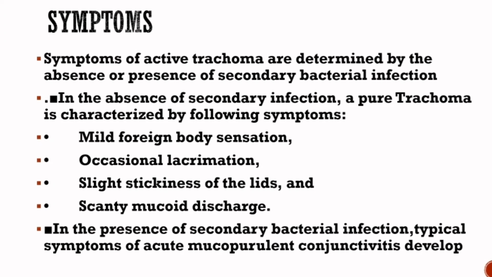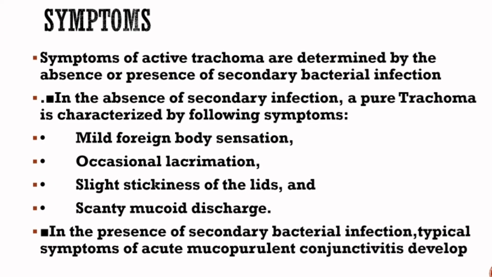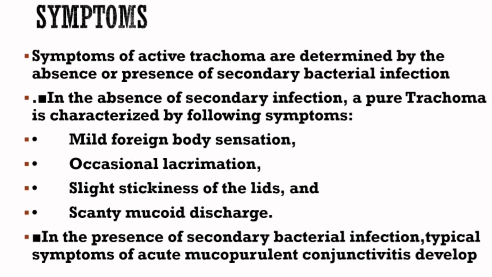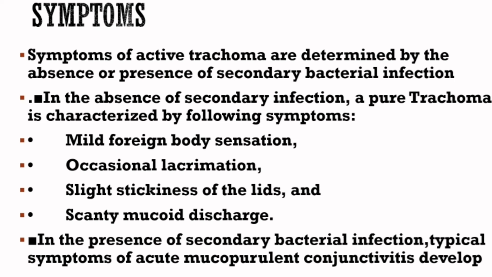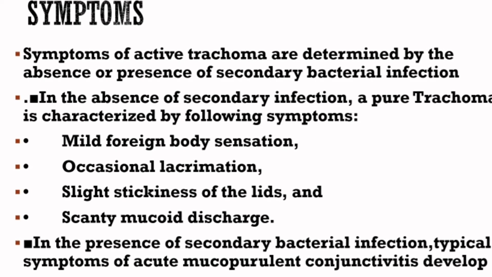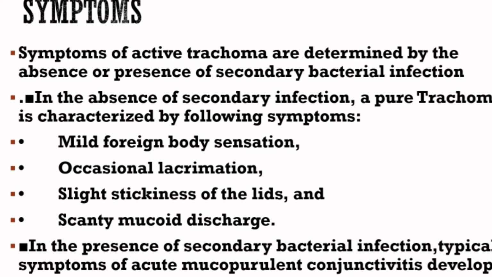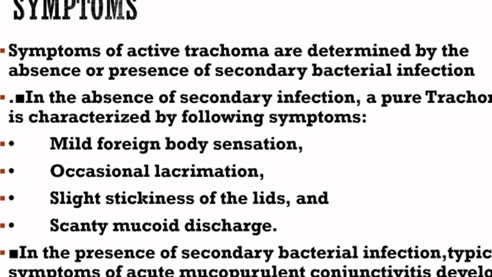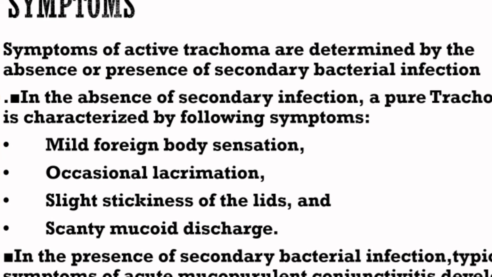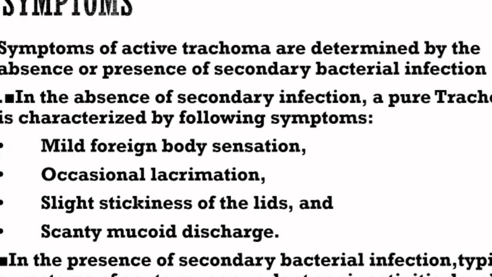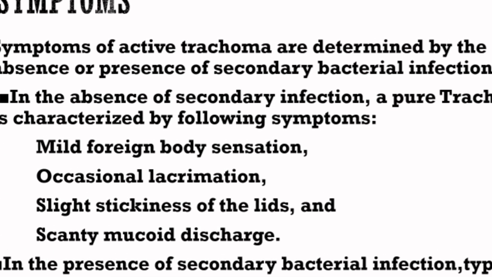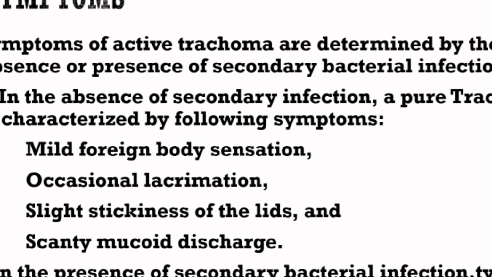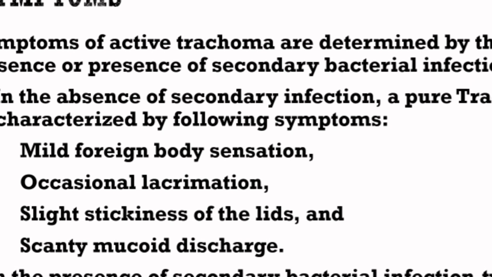Now we will see the symptoms of phase 1 active trachoma. The symptoms of active trachoma are determined by the absence or presence of secondary bacterial infection. In the absence of secondary infection, a pure trachoma is characterized by following symptoms: mild foreign body sensation, occasional lacrimation, slight stickiness of the lids, and scanty mucoid discharge. In the presence of secondary bacterial infection, typical symptoms of acute mucopurulent conjunctivitis develop.